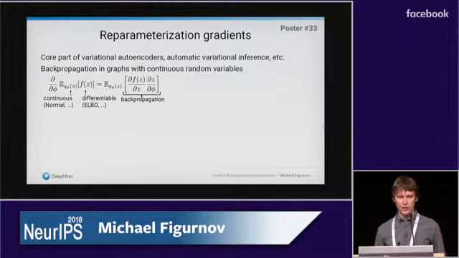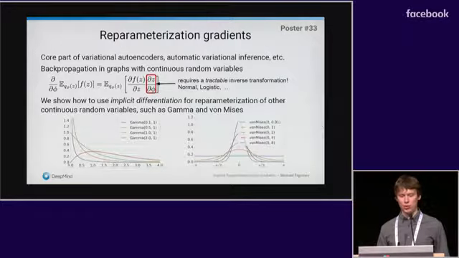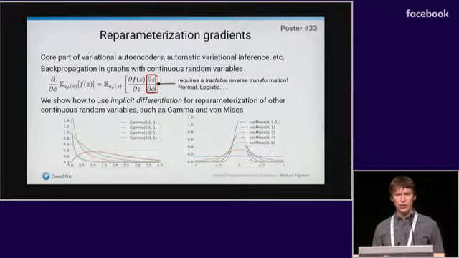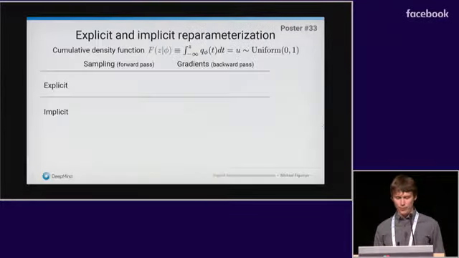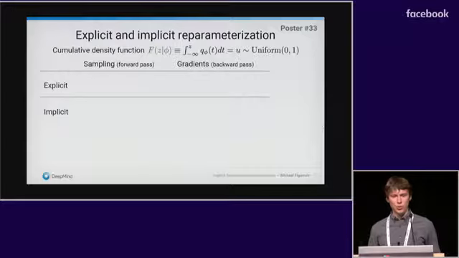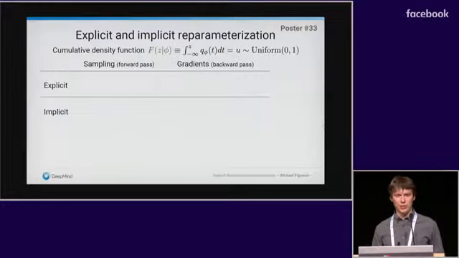In this work, we show how we can extend it to other distributions using implicit differentiation. As examples, we consider gamma, the conjugate prior for normal precision, and von Mises, an important distribution on the circle. Let us denote the cumulative density function, or CDF, of our distribution by capital F. Its key property is that it transforms our random variable into a uniform random variable.